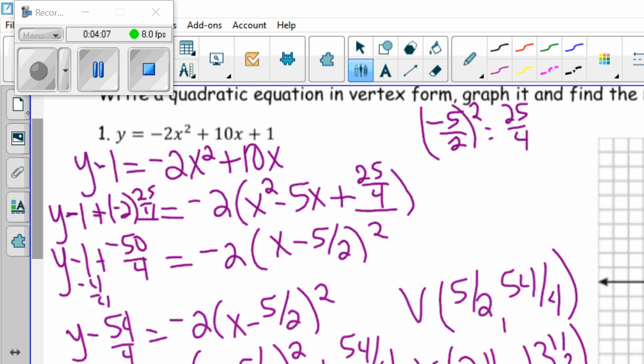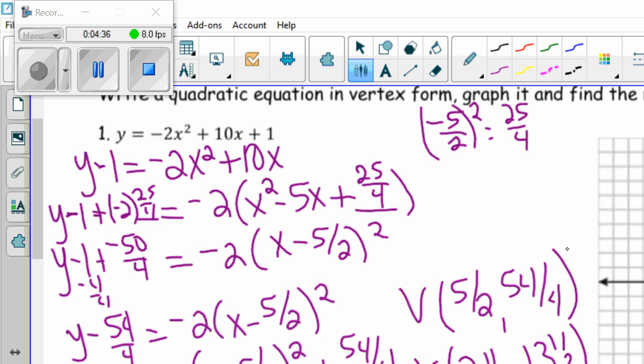Let's see, we have 1, 2, 3, 4, 5, 6, 7, 8, 9, 10, 11, 12, 13. We'll go off the grid for this one. 0, 1, 2.5, up 13.5, there, and over 5, 1. For our graph, making sure it looks like the U.